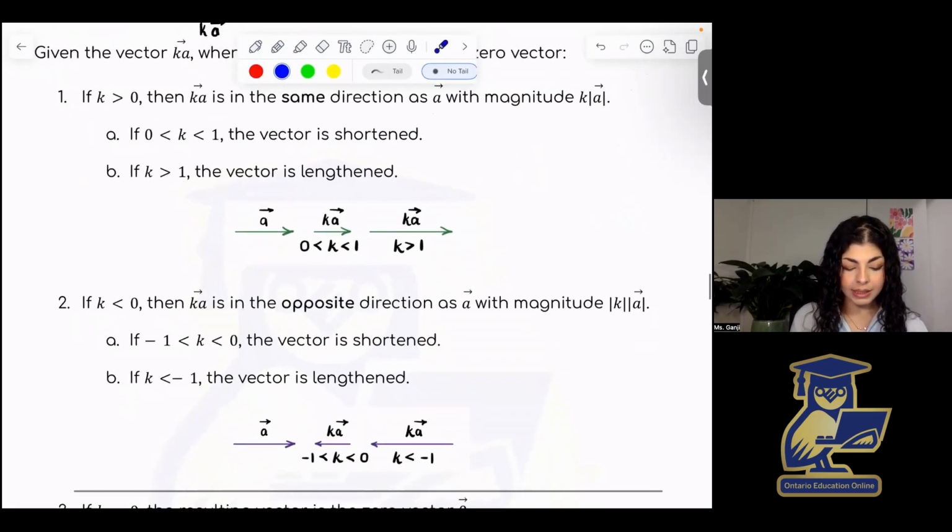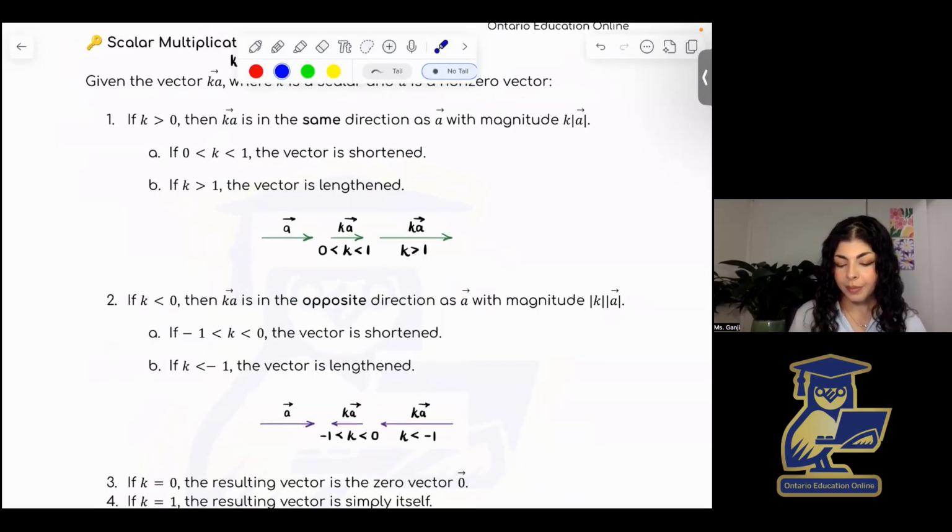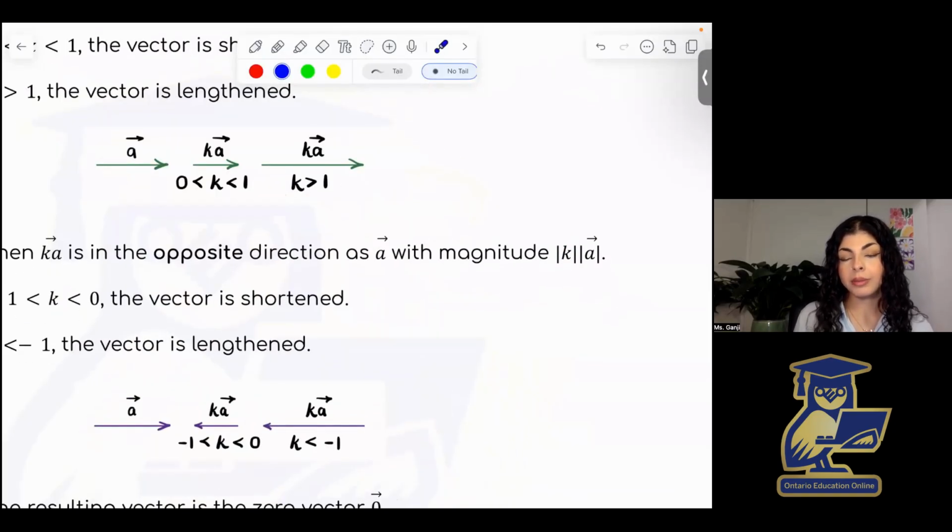Now, if k is less than 0, then we say that it's going in the opposite direction as a. And its magnitude here, see, I do have the absolute value because I already know that I'm going in the opposite direction. So with regards to the magnitude, it doesn't make sense to say the negative, because the negative is impacting the direction and not the magnitude. So for the magnitude, we do have the absolute value of k times the magnitude of a.